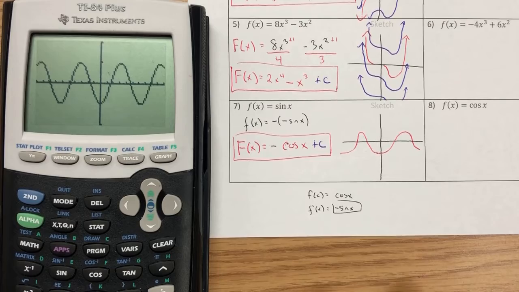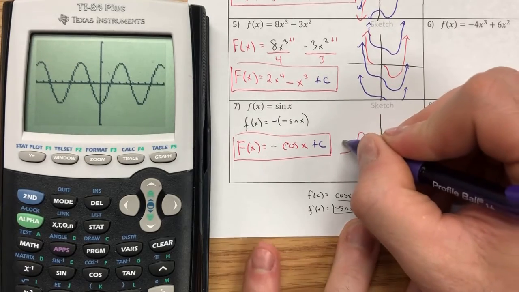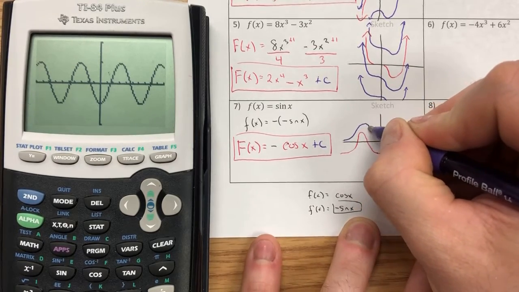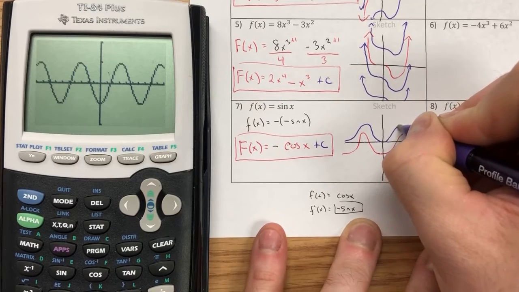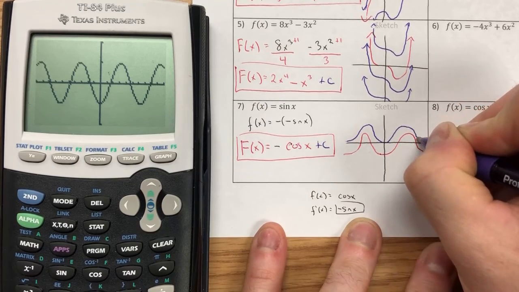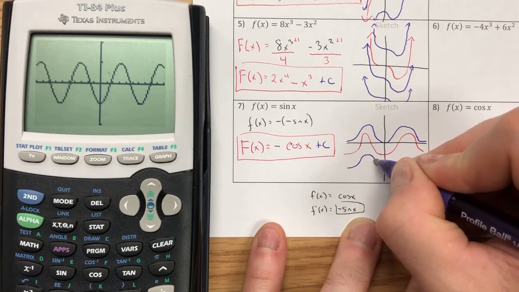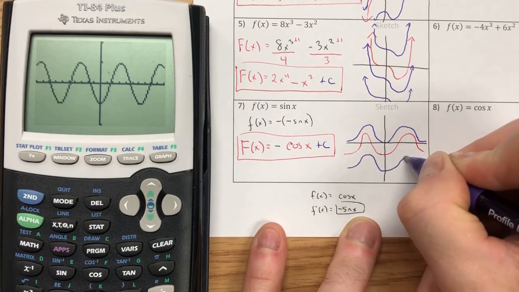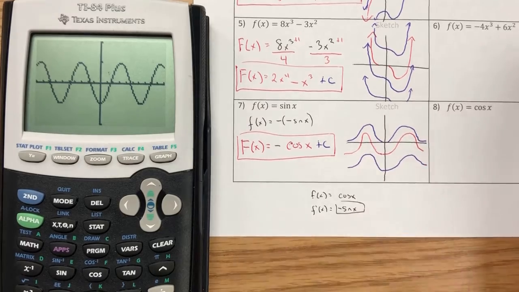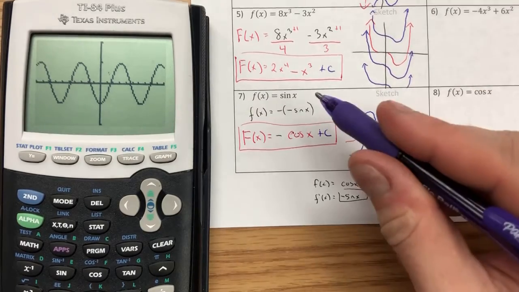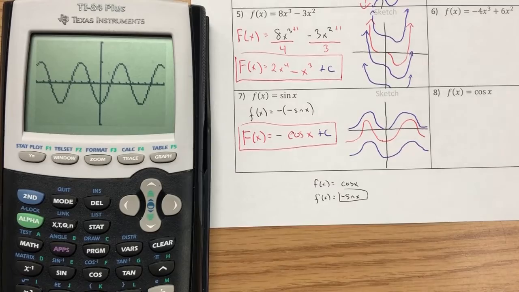So any sort of cofunction would be up or down. Any one of those functions is going to produce the same derivative. So how would you do on that?